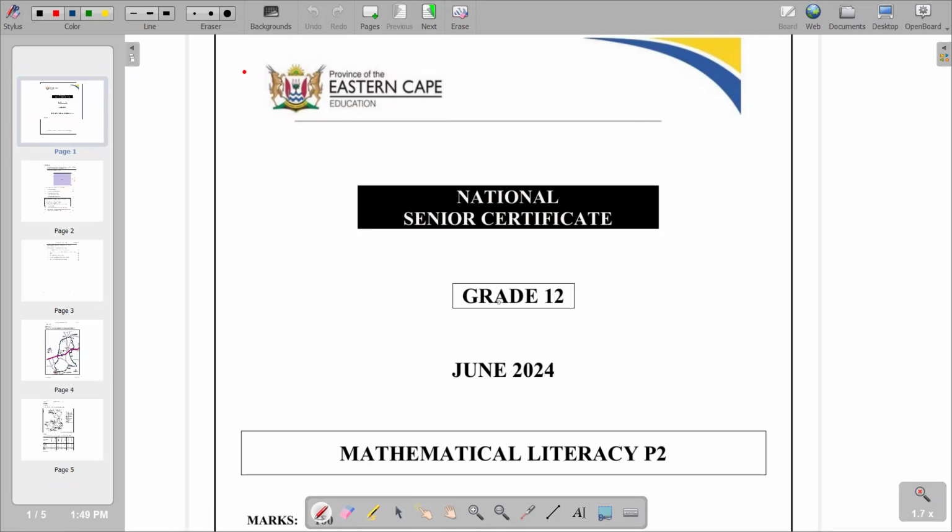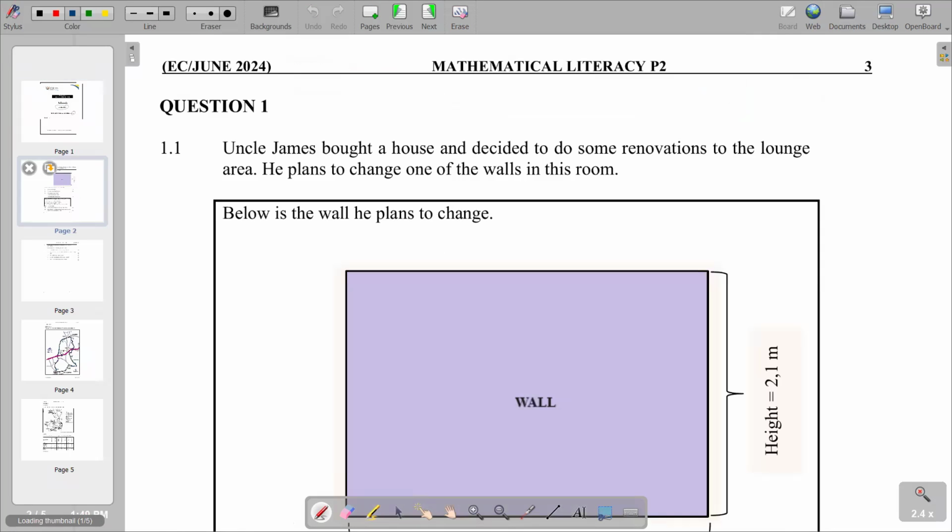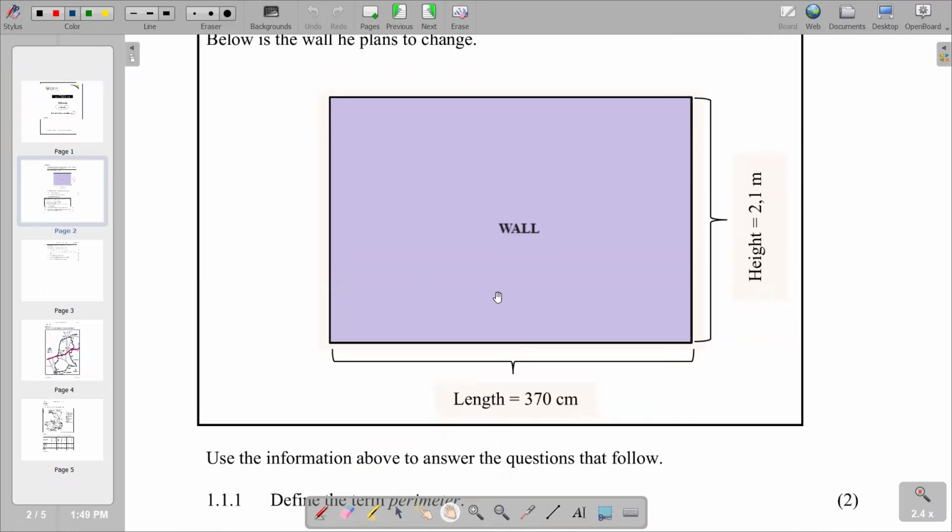Want to look at a question from the question paper of June 2024, and this is a question from Paper 2 from the province of Eastern Cape. Our question reads: Uncle James bought a house and decided to do some renovations to the lounge area. He planned to change one of the walls in this room. You are given the plan that we have there. In terms of the wall, you can see that the height is 2.1 meters, the length is 370 centimeters.